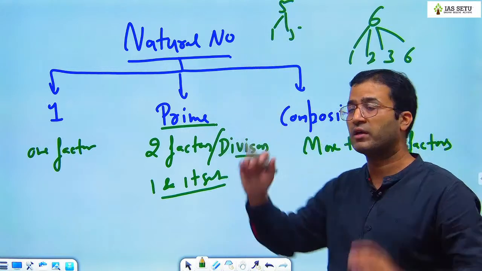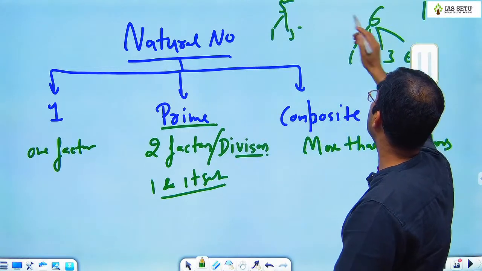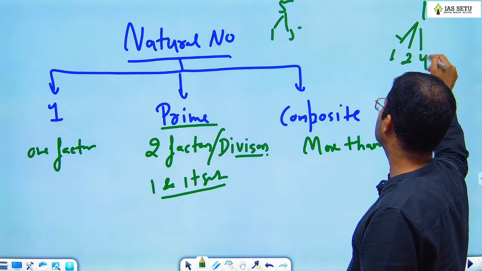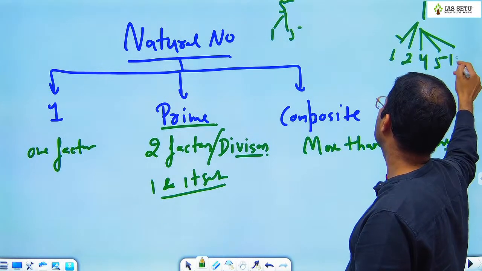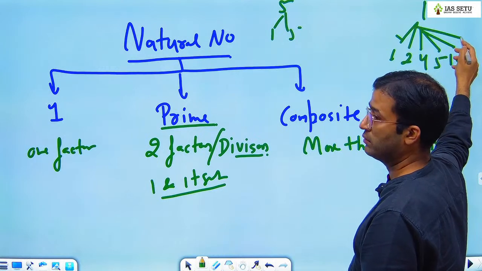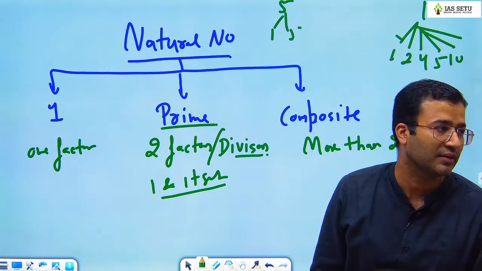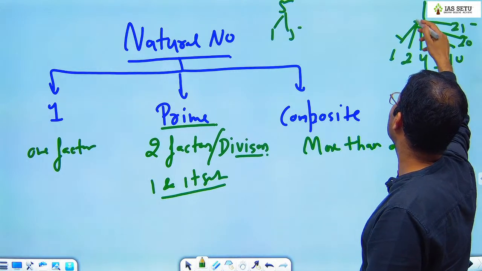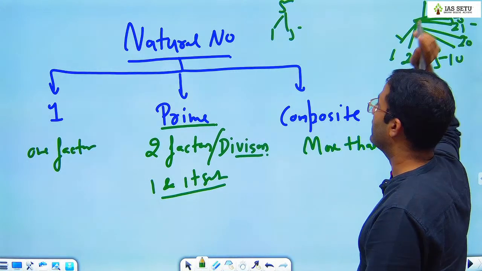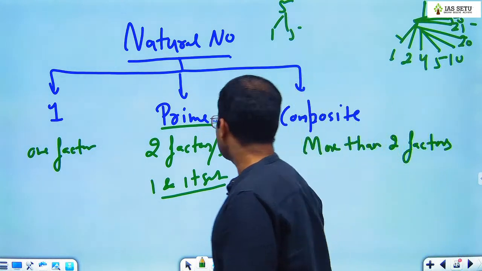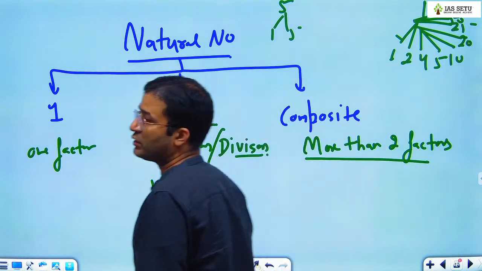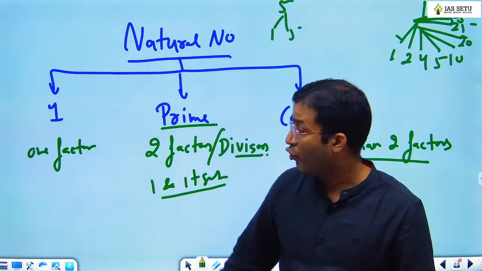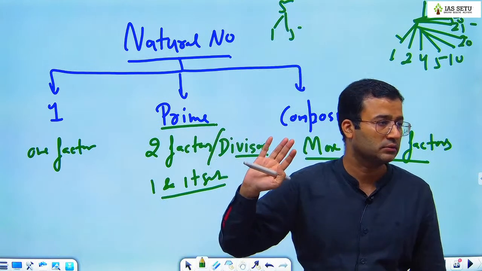It can be n number, like 100. What are the factors of 100? 1, 2, 4, 5, 10, 15, 20, 25, 50, 100. So numbers which have more than two factors, we start calling composite numbers. One has only one factor.